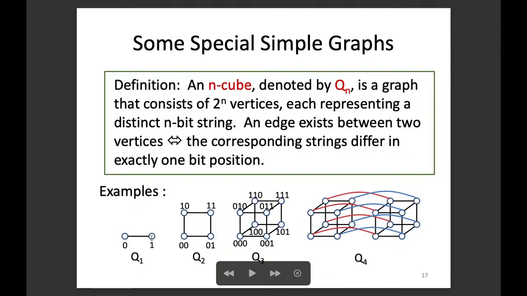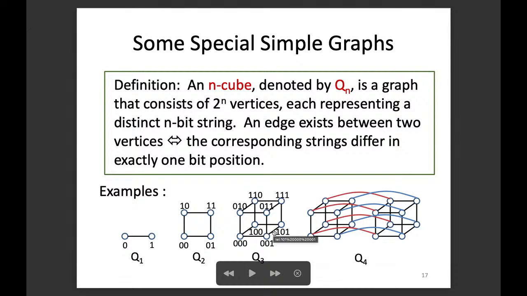It is just a simple edge. The two-dimensional cube is also not complicated. It looks like a square. This is actually a C4. But why we call it a cube graph is because of this one. This really looks like a cube in our daily life. This is a 3-dimensional cube.